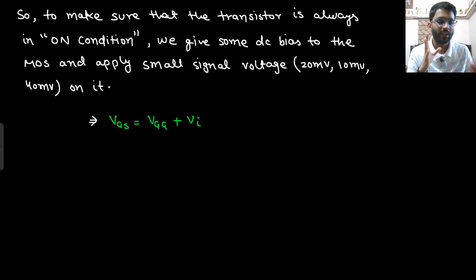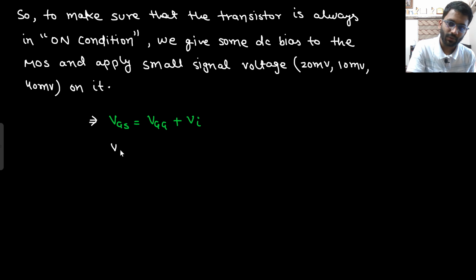Yeah. So here also we are doing the same thing. We are applying a DC signal that will make sure that our transistor is turned on, in whatever region we want it to operate. It can be linear region, it can be saturation region. That we will learn in the further part of the video. So here my primary target is to turn on the transistor. For that I will give a DC bias, this VGG, and then a small signal voltage.